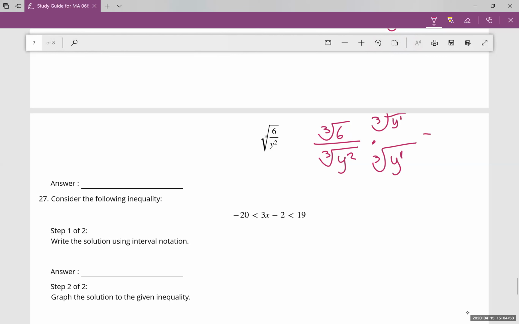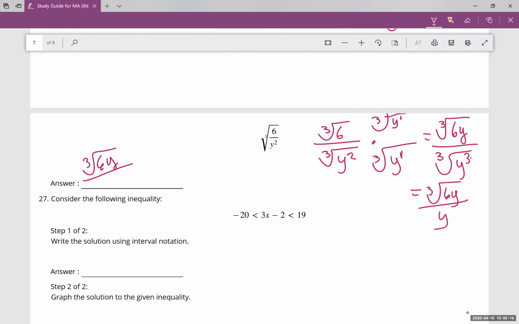Okay, so after that step, we have cubed root of 6y. And on the bottom, we have the cubed root of y cubed. Well, 3 is divisible by 3. So we're going to have our answer here. We're done with the top. There's nothing more to do. Over y. Cubed root of 6y over y. That's the answer.